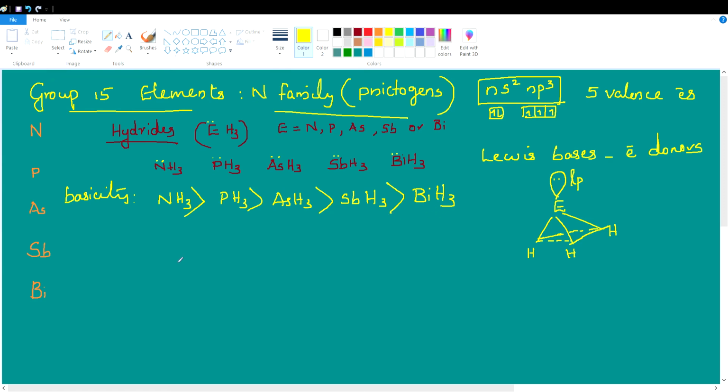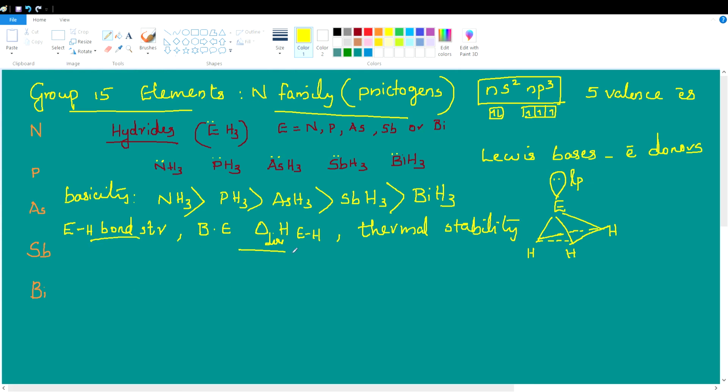We can also compare the bond strength. Group 15 element hydrogen bond strength, which is directly related to the bond enthalpy, that is delta H dissociation enthalpy of the E-H bond, which is also related to the thermal stability. All these are directly related. So all these follow the same order: bond enthalpy, bond strength, thermal stability. Down the group, we know size increases. Size of the group 15 element increases from nitrogen to bismuth. As the size increases, electronegativity decreases. So the bond strength decreases actually.